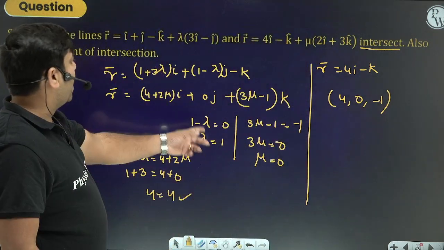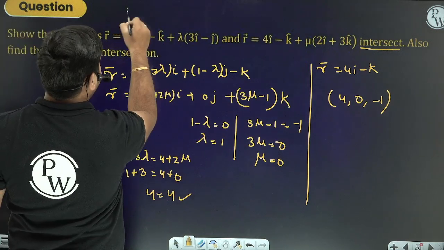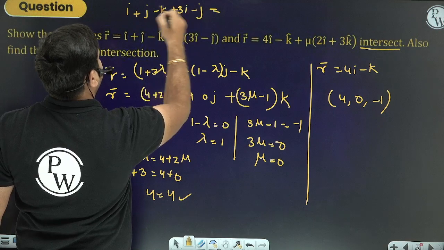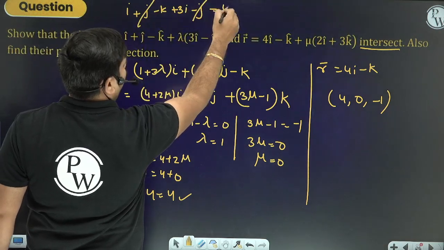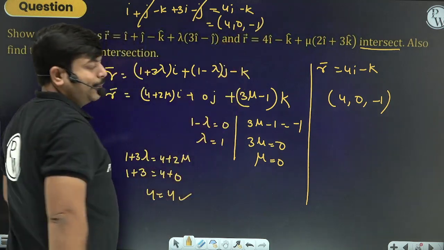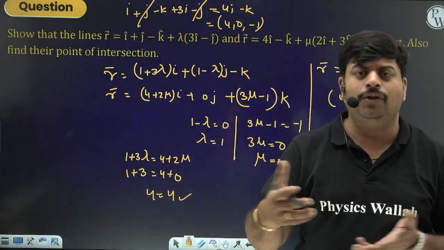Similarly, you substitute lambda equal to 1 here, you will get the same point. If you substitute lambda equal to 1, i plus j minus k plus 3i minus j. So j gets cancelled. So that is 4i minus k. The same thing, 4, 0, minus 1. So you substitute lambda here or mu there, both of them will give you the same answer because we have equated those two.